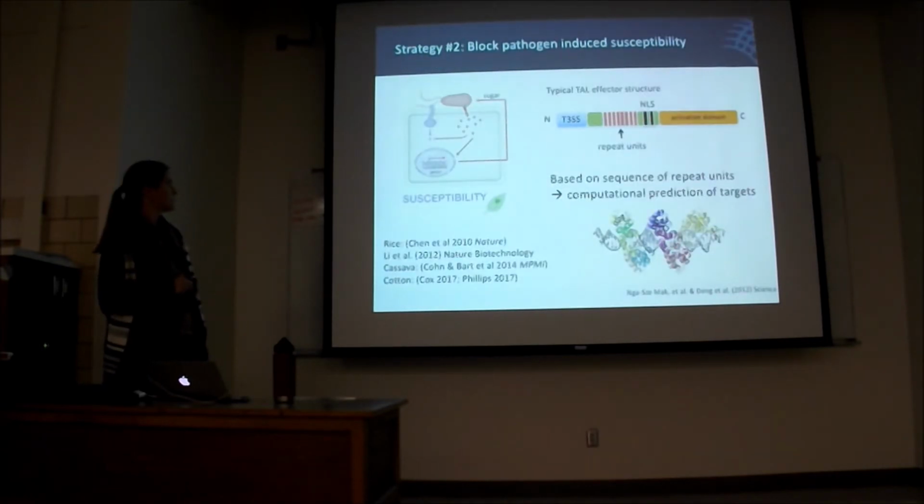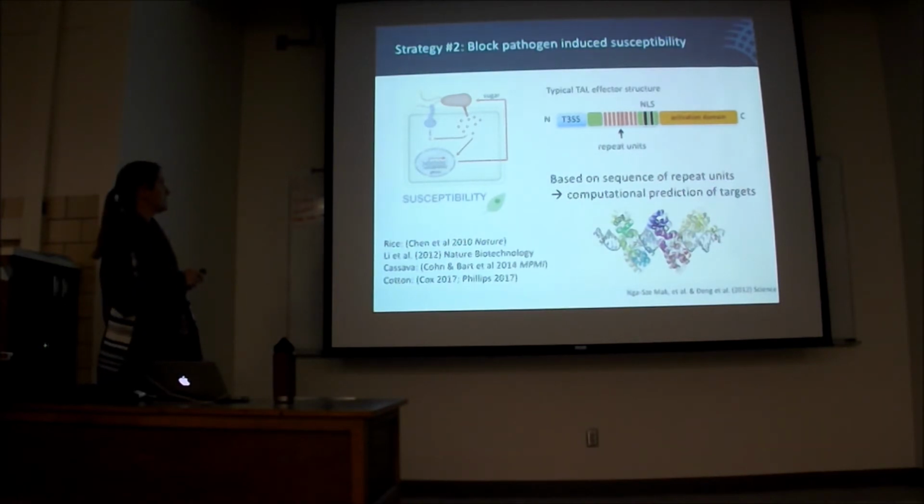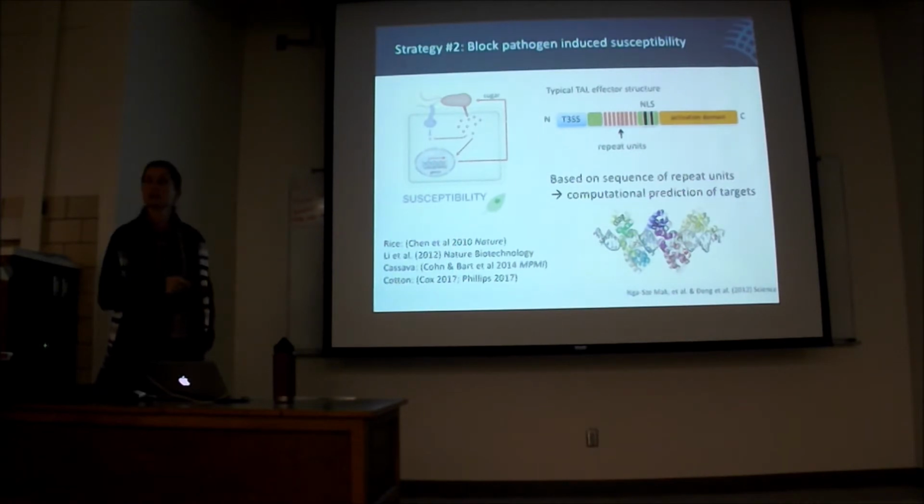We also took a look at the other side of how plants respond to pathogens, the susceptibility aspect. Work from my group and others have shown that a lot of these Xanthomonas pathogens use TAL effectors, which are a specific class of bacterial protein that are injected into the plant cell, travel to the nucleus, and induce things like sugar transporters to export sugar out into the apoplast.